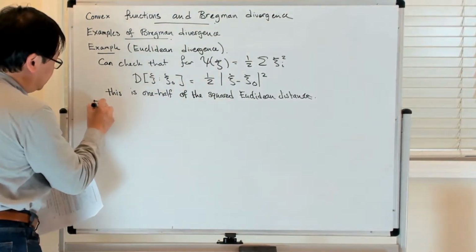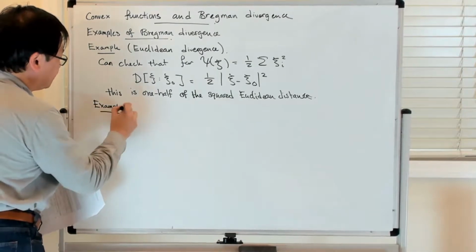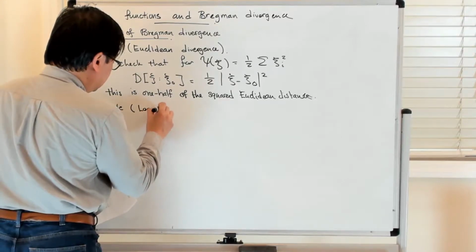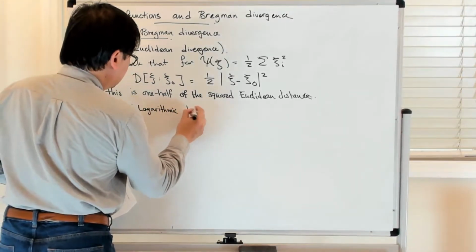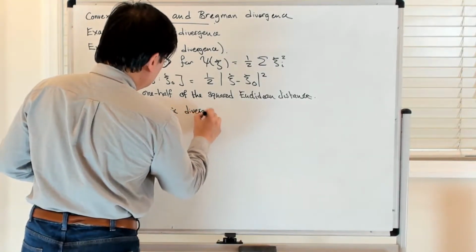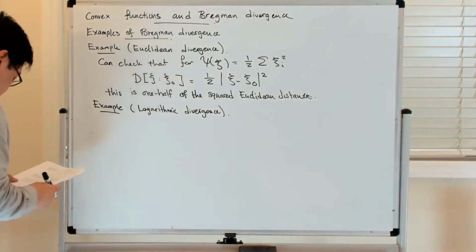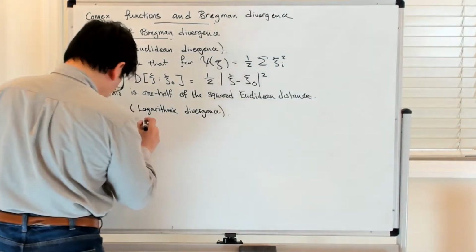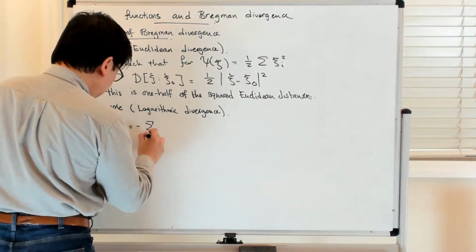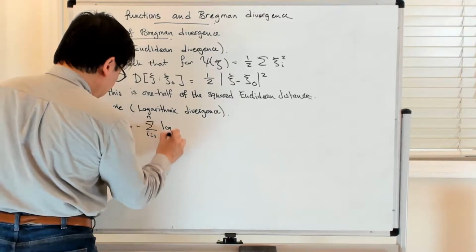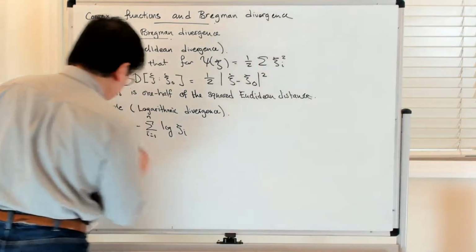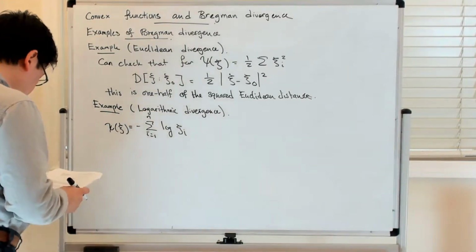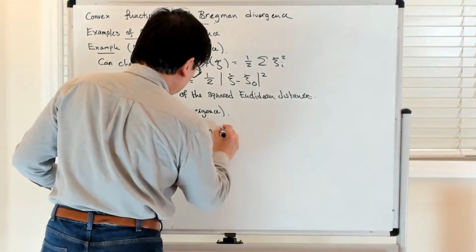So let's look at another example, which is the logarithmic distance. Logarithmic divergence. Okay, so the convex function here is just negative sum from i equals 1 to n of the log of ci. Okay, so this is on the manifold of positive measures.